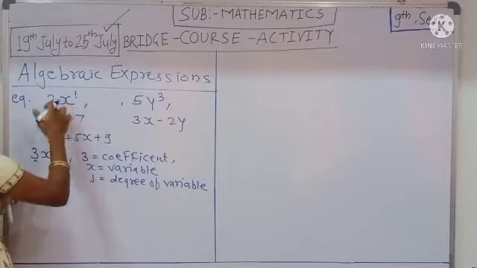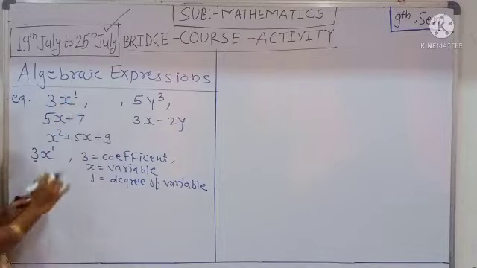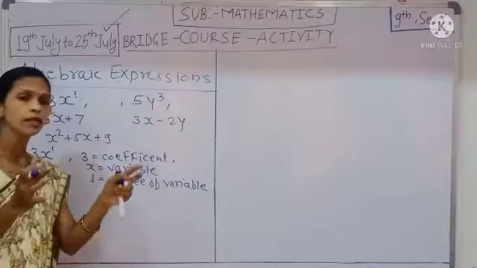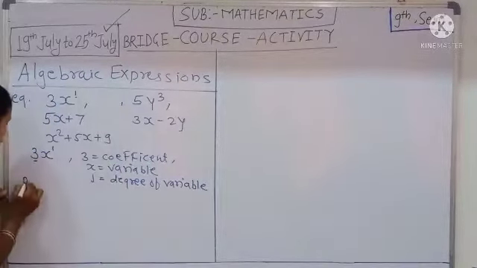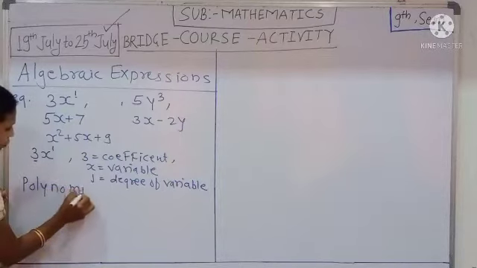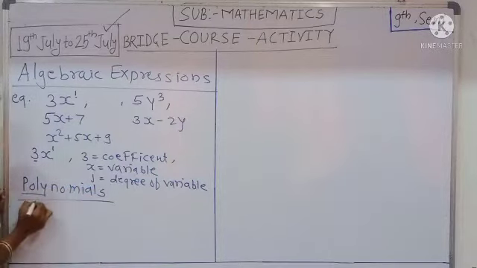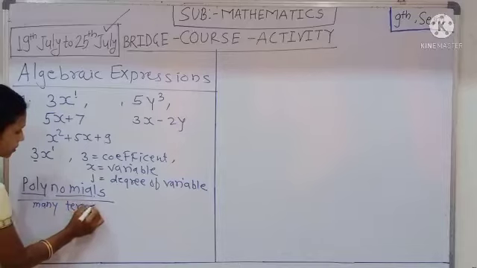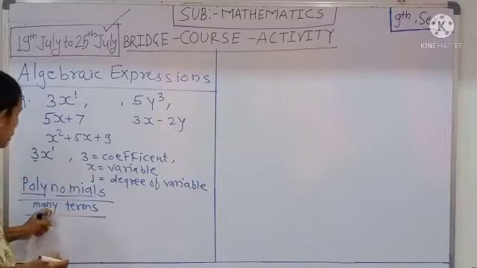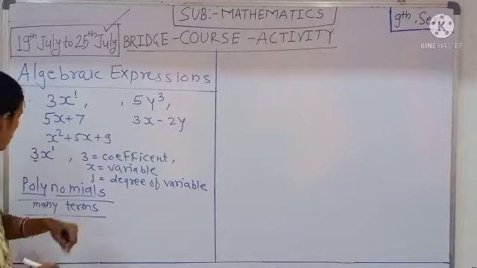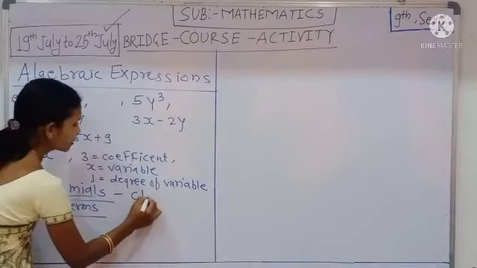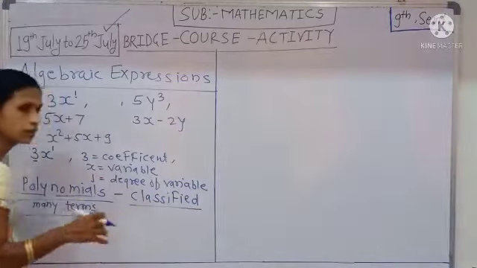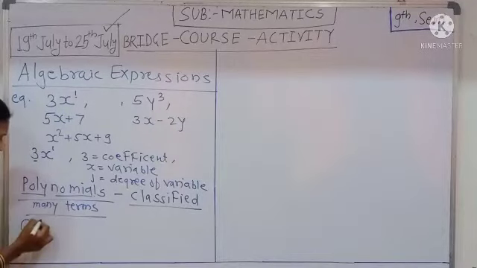And there are also a few algebraic expressions which contain 2 terms, 3 terms or 4 terms. Together these are all called polynomials. Poly means many, so it is an algebraic expression which contains many terms. Then the polynomials can be classified into different types, which all of you studied.